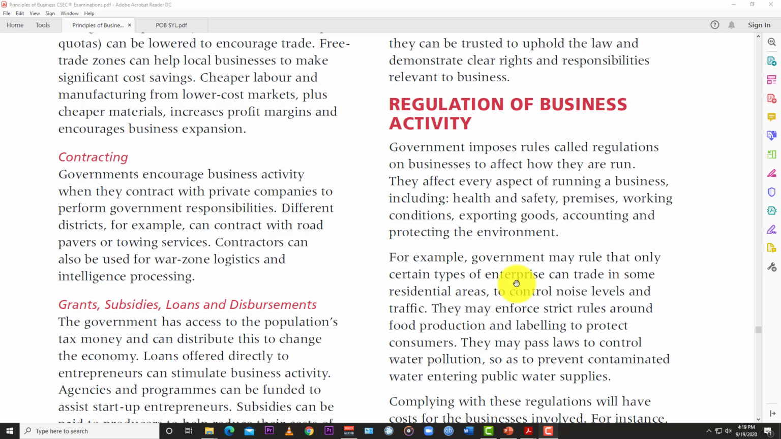All right, so these are rules that the government puts in place to regulate or to control or to manipulate the way in which businesses conduct their activities. Exporting rules, you can't just export anything. Same way you cannot import anything. There are rules as to what you can import, how much you can import or export, and things like that.